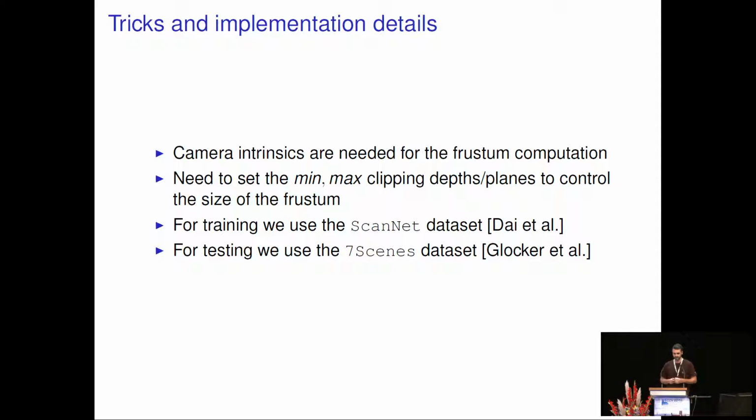Some implementation details: of course, we need the camera intrinsics to compute the frustum. We also need to set a maximum clipping depth so that we can control the size of the frustum, which is related to the scale of the scene we're looking at. And for training, we use the ScanNet dataset from Dai and others. And for testing, we use the 7 scenes dataset from Brachmann and others.